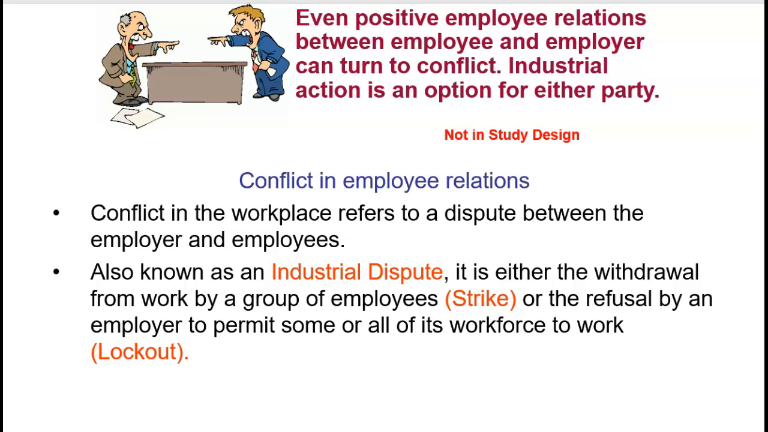So looking at conflict in employee relations, conflict in the workplace refers to a dispute between the employer and employees. It used to be known as industrial action or industrial disputes. And what happens as a result of the conflict is there's either withdrawal from work by a group of employees, meaning they strike, or there's the refusal by an employer to permit some or all of its workforce to actually enter the workplace, which is known as a lockout.